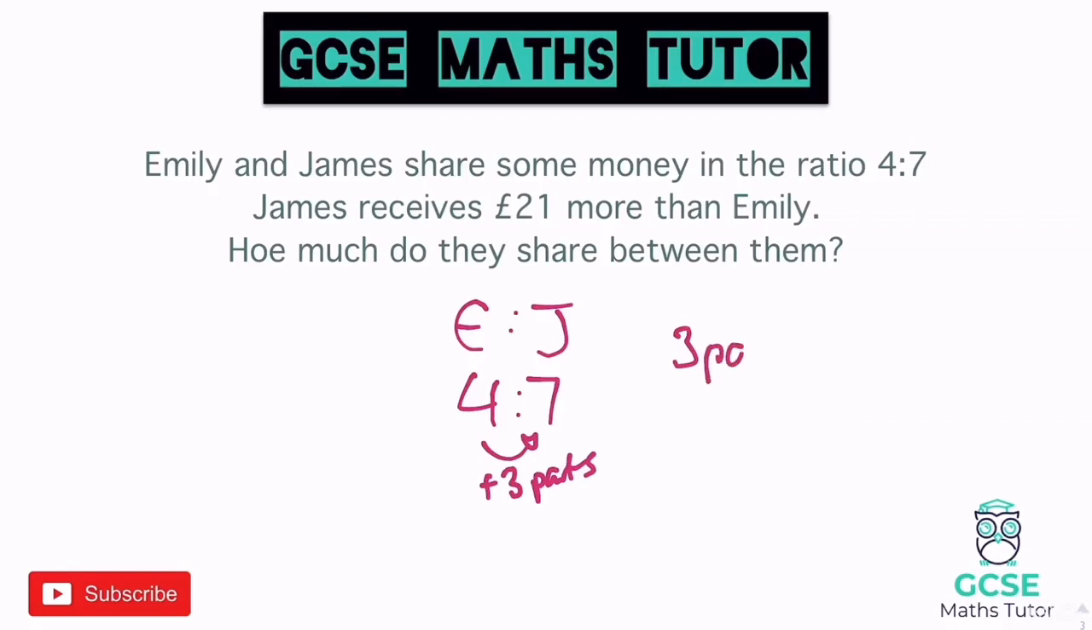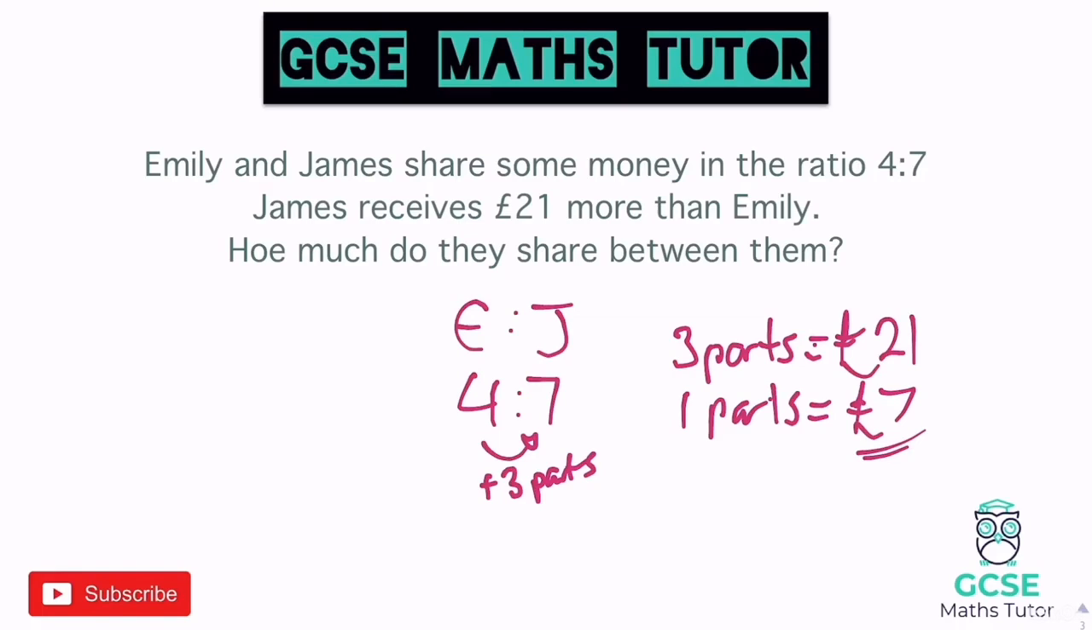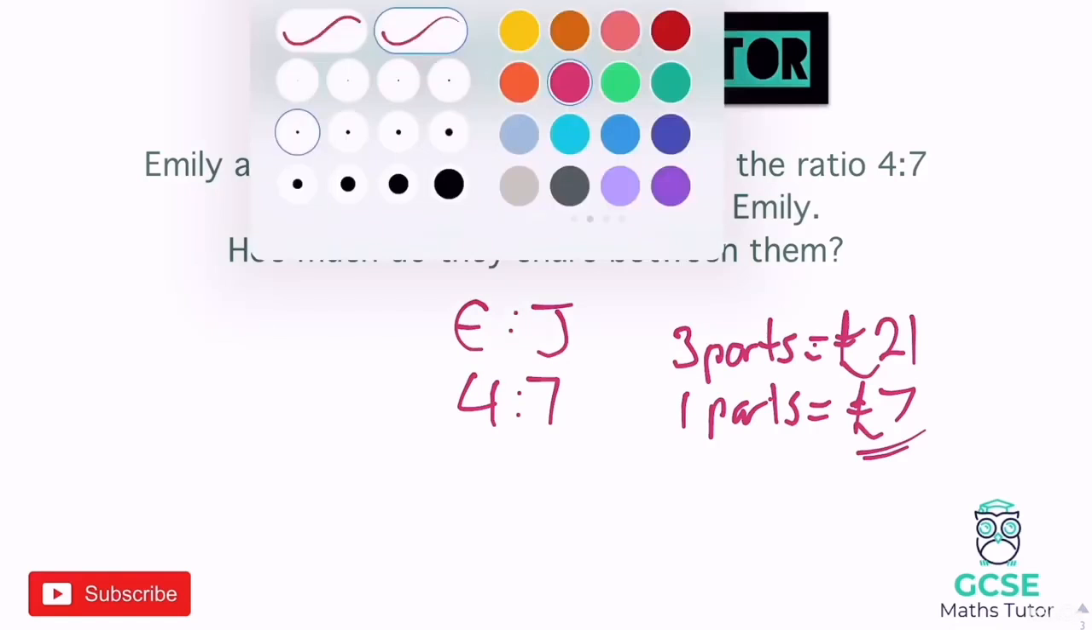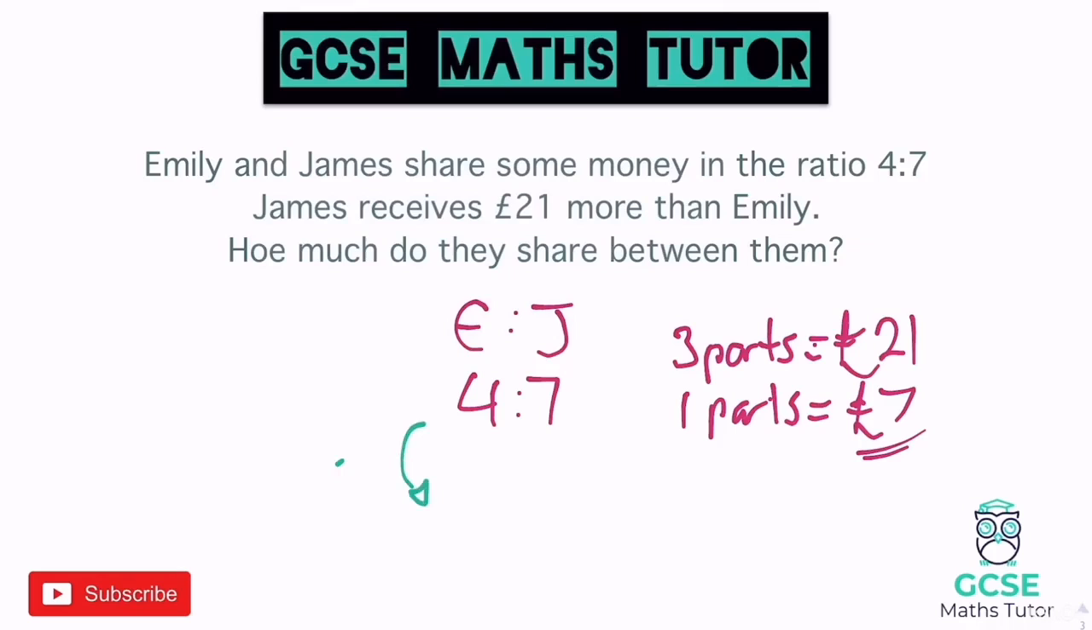So that extra £21 is 3 parts. So if 3 parts of this ratio equals £21, then 1 part, to divide that by 3, must be £7. And from there we can work out how much they both receive. If it was 4 to 7, and each part is now worth £7. Well, 4 times 7 gives us £28 for Emily, and 7 times 7 gives us £49 for James. So Emily receives 28 and James receives 49.